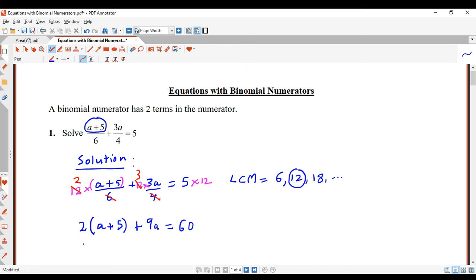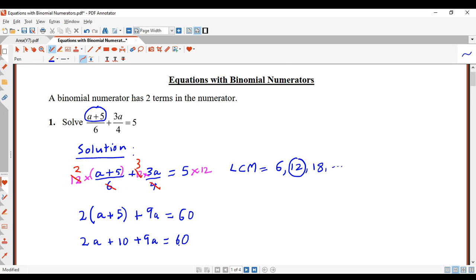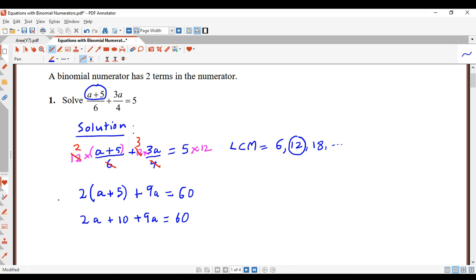From there we're going to expand the brackets. So 2a plus 10 plus 9a is equal to 60. Now we can simplify the left-hand side. You notice that we've got the a term here and another a term over here, plus 9a. So we're going to simplify those two together by adding them. So 11a, and then we've still got the plus 10 there. Plus 10 is equal to 60.